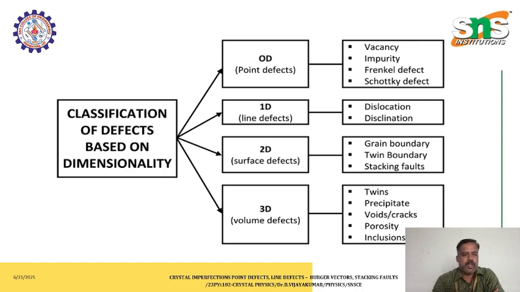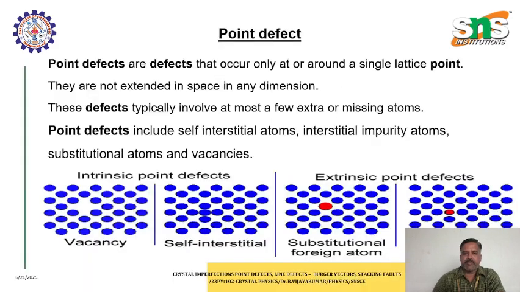So the classification of defects is based on dimensionality. Zero dimension we call a point defect. One dimensional we call a line defect. Two dimensional is a surface defect. Three dimensional is a volume defect. Zero dimension includes vacancy, impurity, Frenkel defect, and Schottky defect. One dimension is dislocation and disclinations. Two dimensional is grain boundary, twin boundary, and stacking fault. 3D is twin, precipitate, void, crack, porosity, and inclusions.